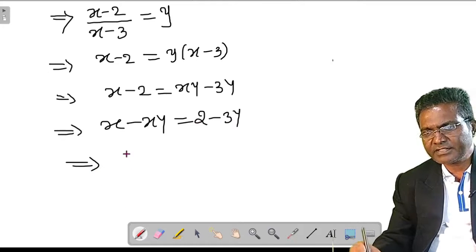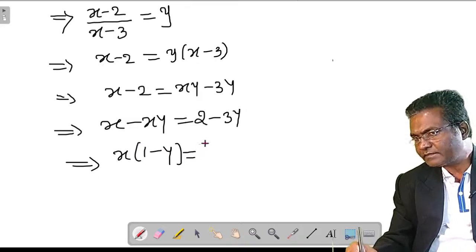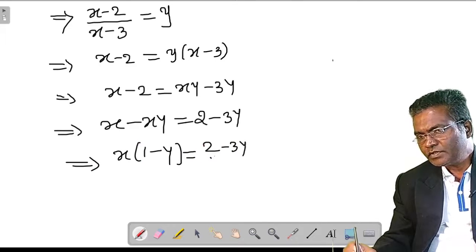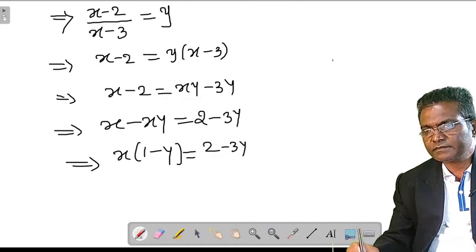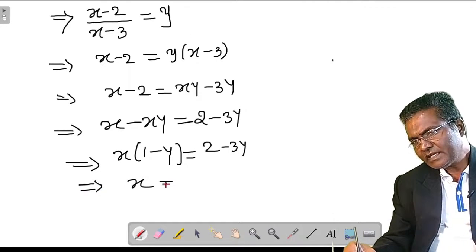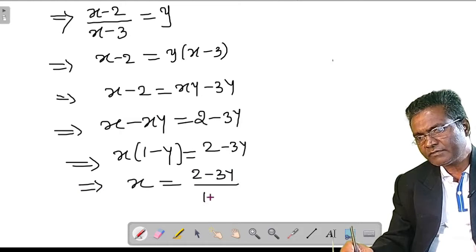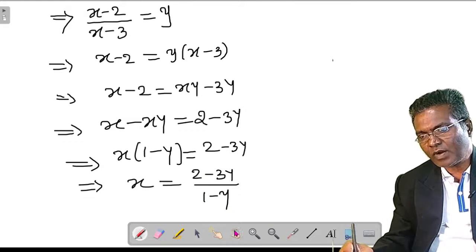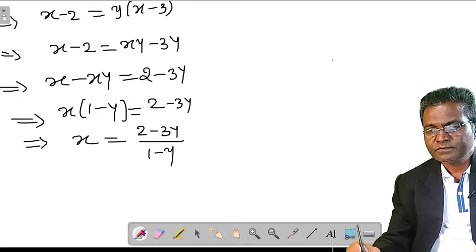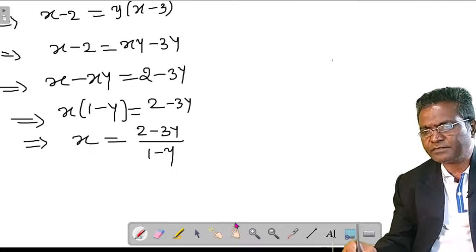From this you can take x common, because our aim is to find x. 2 minus 3. So this implies x equals to (2 minus 3y) by (1 minus y). Now you have to show whether this x is in the domain or not.